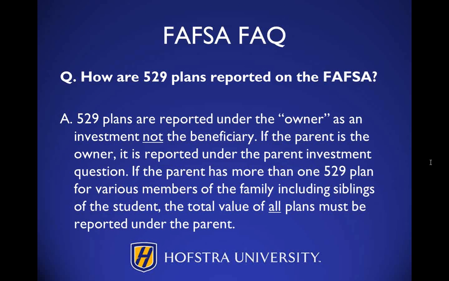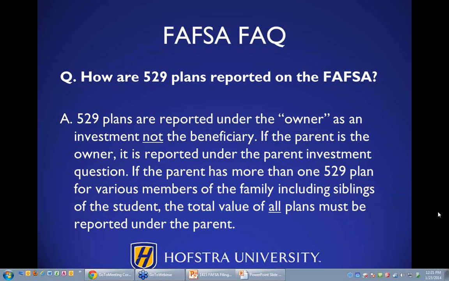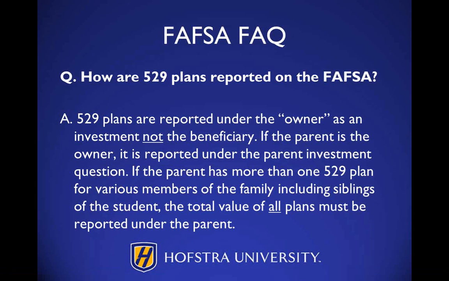How are 529 plans reported on the FAFSA? And we make this a separate question because this is really the most popular savings vehicle. But 529 plans are reported under the owner as an investment, not the beneficiary. So if the parent is the owner, it is reported under the parent investment question. And if the parent has more than one 529 plan for various members of the family, including siblings of the student, the total value of all plans must be reported under the parent asset section.